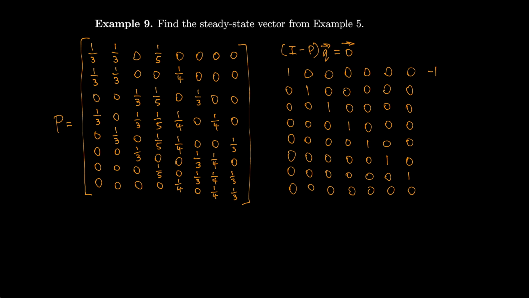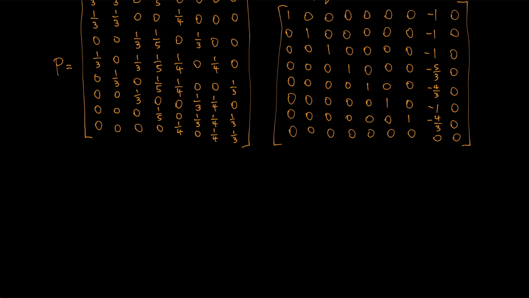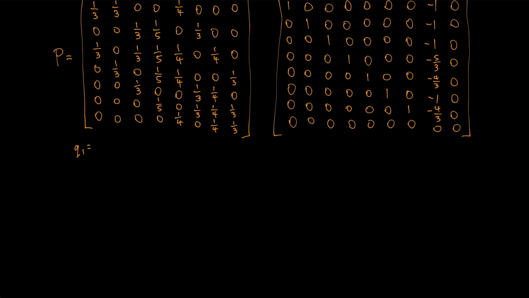And then we finally have some action: minus 1, minus 1, minus 1, minus 5/3, minus 4/3, minus 1, minus 4/3, and 0. And then we set that equal to 0. Okay, great. So nothing from the last row, as in the previous examples. What this tells us is that Q1 is equal to Q8, Q2 is also equal to Q8, Q3 is equal to Q8, Q4 is equal to 5/3 Q8, Q5 is equal to 4/3 Q8, Q6 is equal to Q8, Q7 is equal to 4/3 Q8.